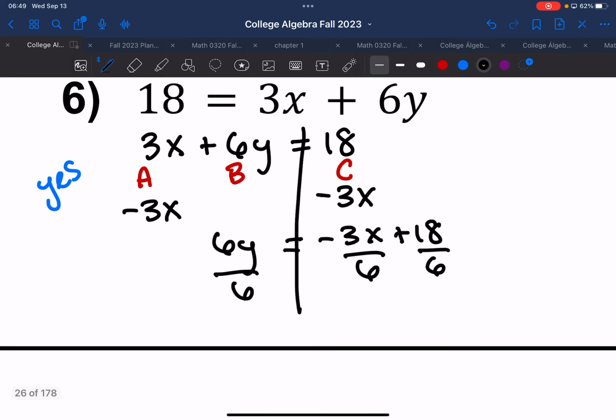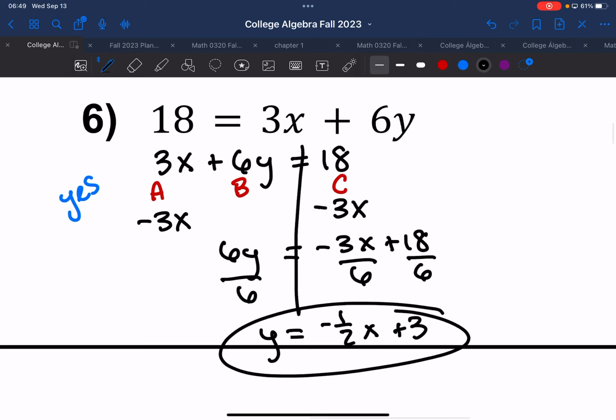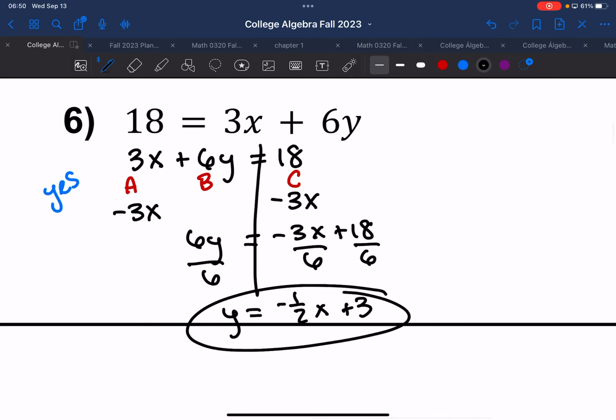So we have y is equal to negative 3 divided by 6. Can that reduce? Yes, to what? Negative 1 over 2. Yep, negative 1 over 2x. And then what about 18 divided by 6? That reduces to 3. So this would be our equation in what form?